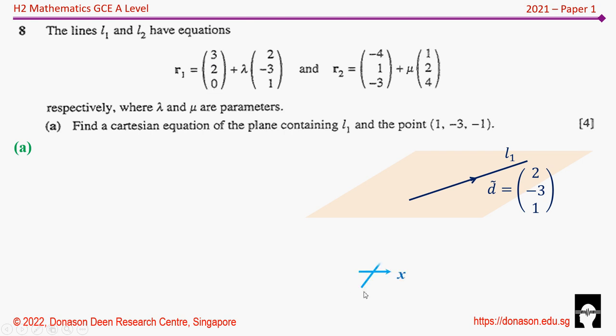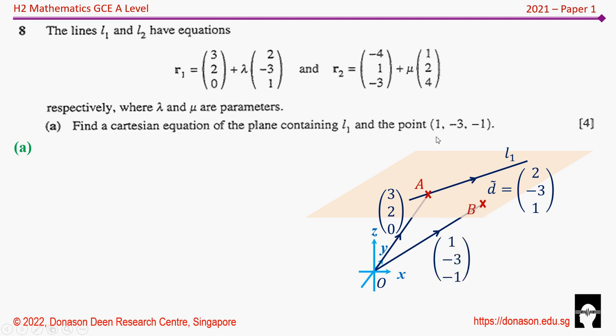So let's say the origin is over here, xyz, and from here we mark the position vector of the point A, which happens to lie on the line as well as on the plane, which is (3, 2, 0). And we are told that this plane actually contains another point, which is (1, -3, -1). Let's call this point B, and let's mark the position of the point B. So for this point, the position vector is (1, -3, -1).